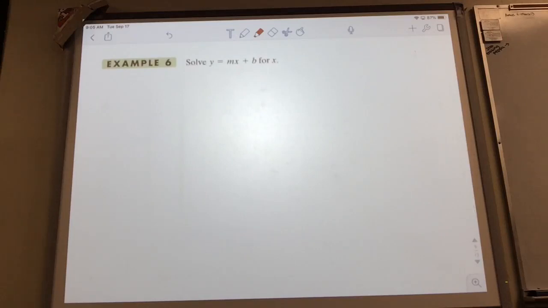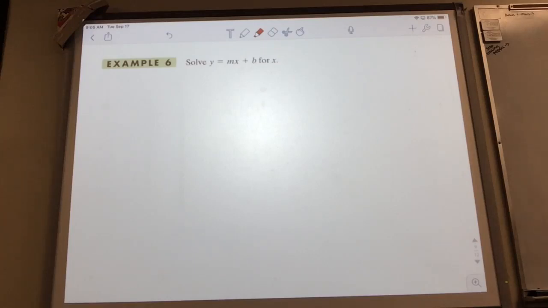Y equals mx plus b. Does that ring a bell? Have we heard that formula before? Slope-intercept form. That is the equation of a line. That's how we're going to graph stuff later. Okay? So it says solve for x.